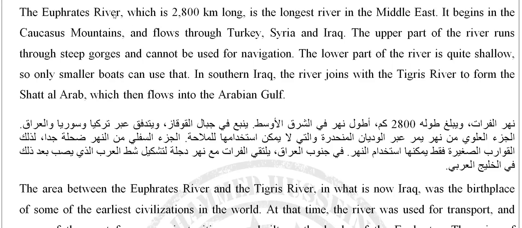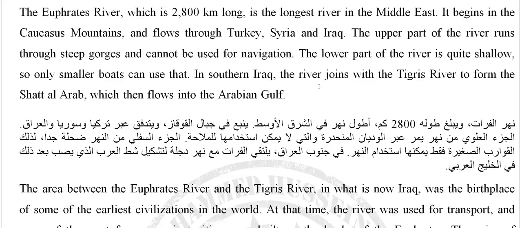The Euphrates River, which is 2,800 kilometers long, is the longest river in the Middle East. It begins in the Caucasus Mountains and flows through Turkey, Syria and Iraq. The upper part of the river runs through steep gorges and cannot be used for navigation. The lower part of the river is quite shallow. هاي shallow الكلمة هي مطلوبة بالإملاءات. So only smaller boats can use that.